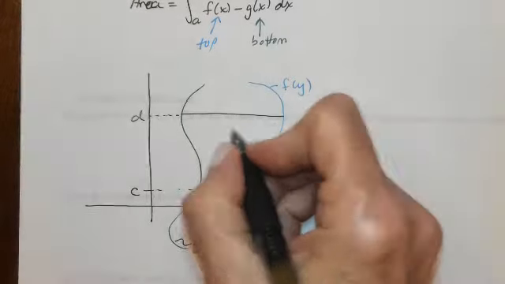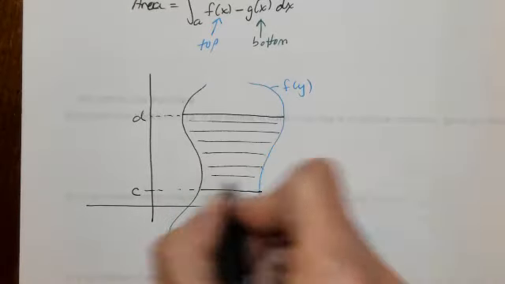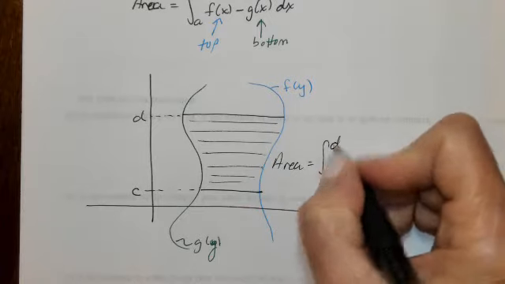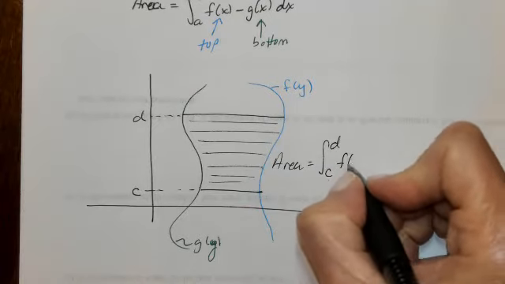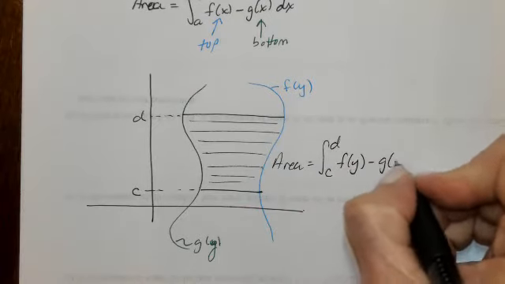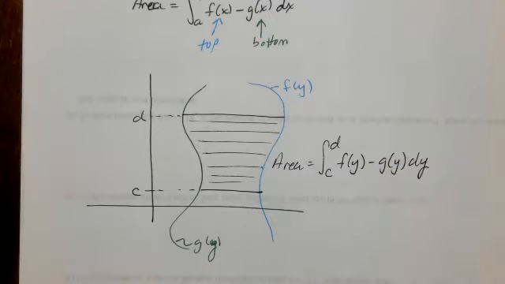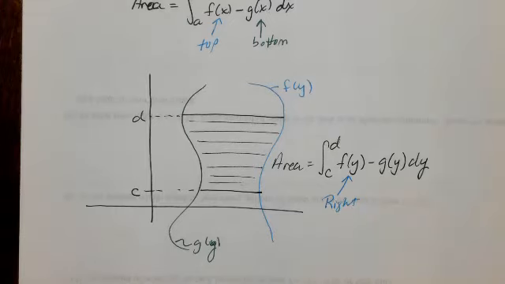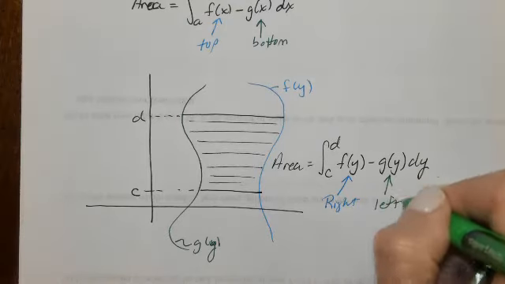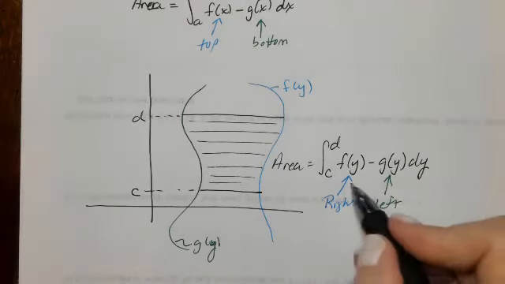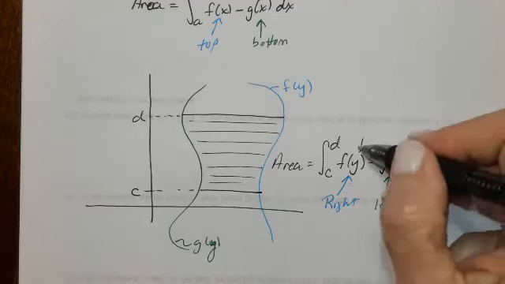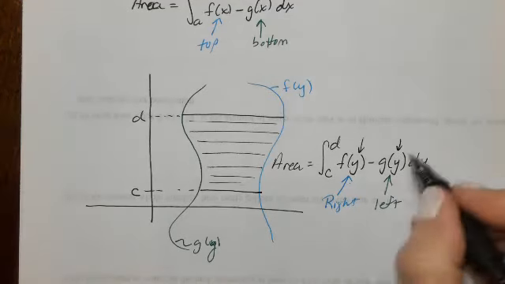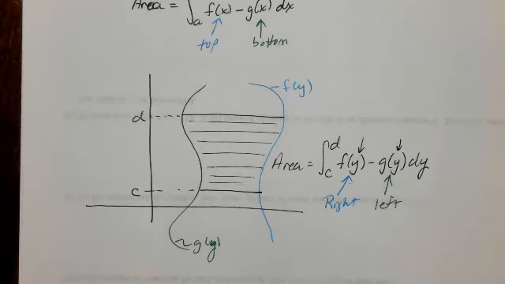So this area will be the integral from c to d, these are y values, of the right curve minus the left curve with respect to y. So this will be the right minus the left. And note that the right and the left have to both be functions of y. So there has to be y's in those equations. Don't leave x's in those equations if you're doing a right minus left situation.